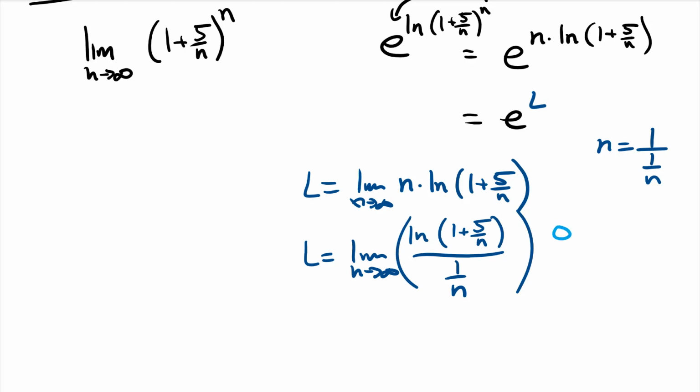It looks like we have a 0 case, right? You plug in n goes to infinity, you have ln of 1. We all know that's 0. 1 over n as n tends towards infinity, that's 0. So we have a 0 over 0 case, which means L'Hopital's.